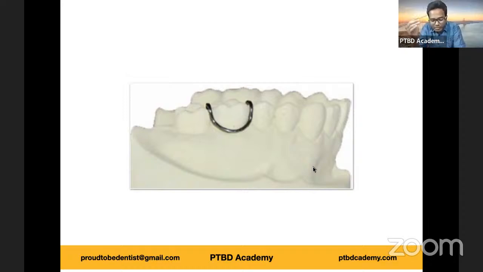So it was introduced way back in 1906. As you can see, it is U-shaped. And it was introduced by Jackson, called Jackson's clasp. Very good. Also called molar clasp or full clasp, right?